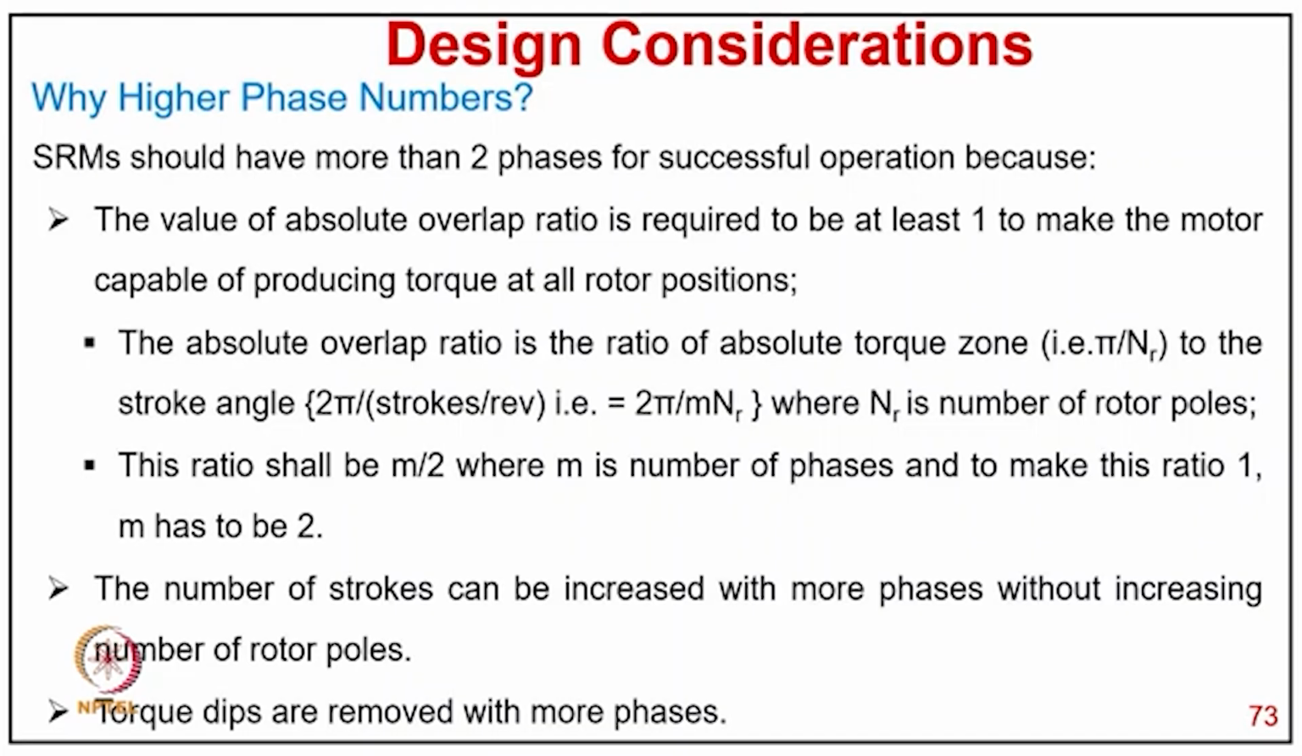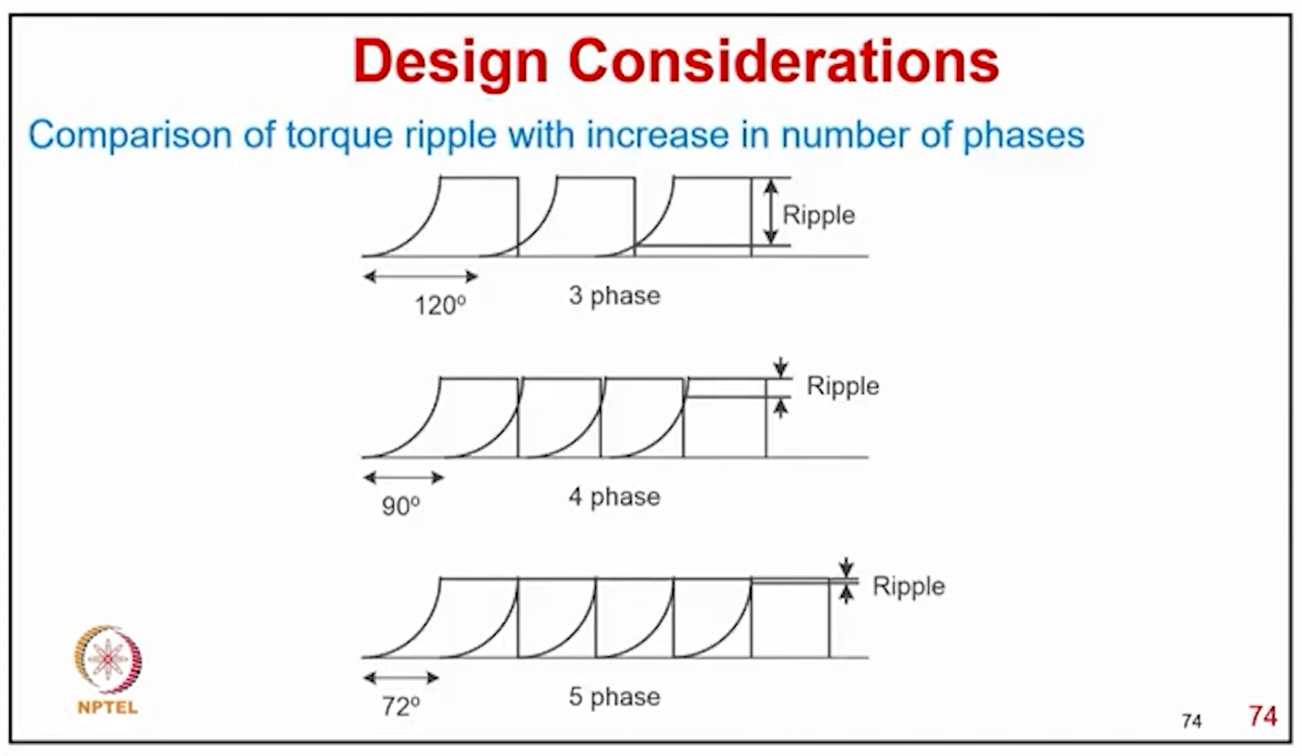So this ratio should be m by 2, where m is the number of phases. To make this ratio 1, m has to be 2. The number of strokes can be increased with more phases without increasing the number of poles. So torque dips are removed with more phases. A typical example is here: when you have a 3-phase, you have some torque ripple, and with 4-phase you have less torque ripple, and with 5-phase you have very small torque ripple, because of the overlapping concept.